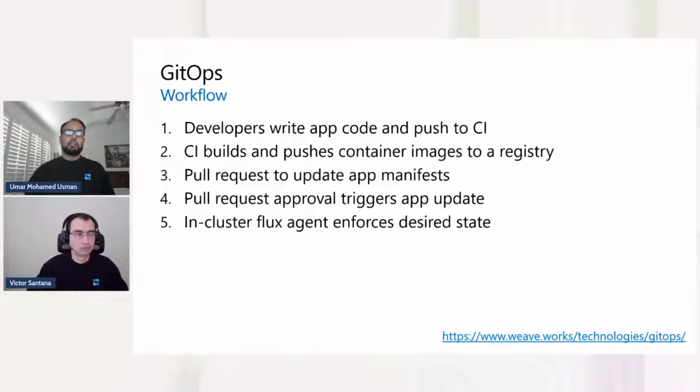Traditionally, developers write code and push into the Git repo. As soon as they push to the repo, the CI process, the continuous integration process, kicks in, builds the code and creates container images, and pushes them to a container registry. It could be Azure Container Registry or other container registries, right?